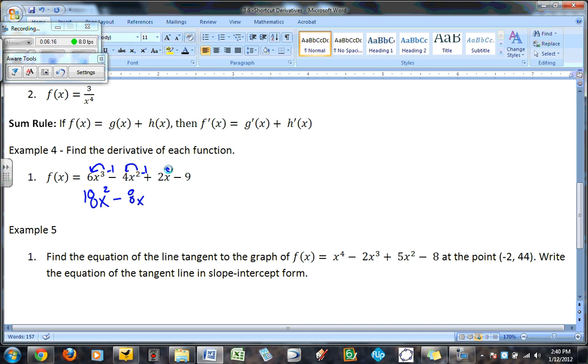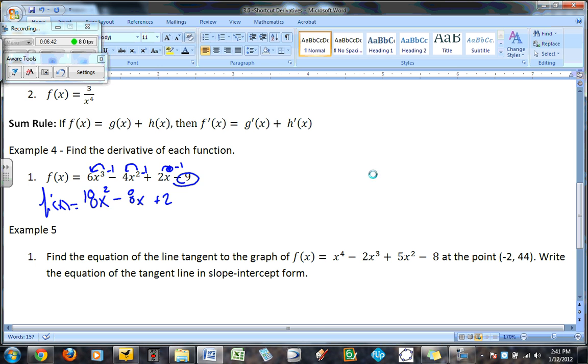Again, bring this power down, which is just a 1. When it's not written, it's just a 1, so 1 times 2 is 2. 1 minus 1 then is x to the 0 power. Anything to the 0 power is 1, so we're just left over with 2. And then we know the derivative of a constant is 0. So our derivative, our f prime of x, equals 18x squared minus 8x plus 2.